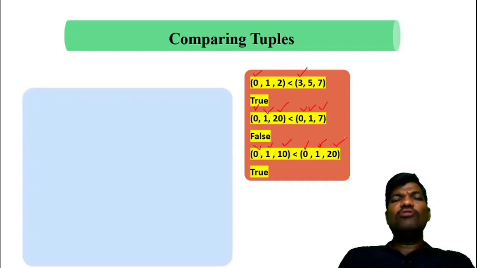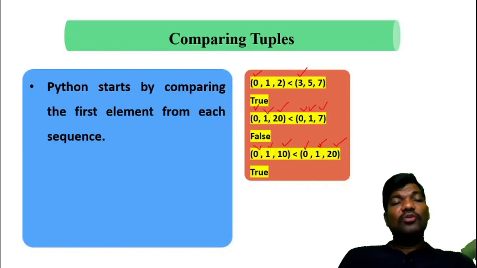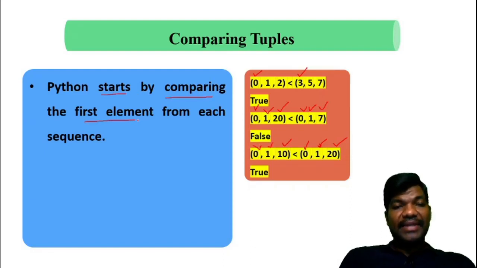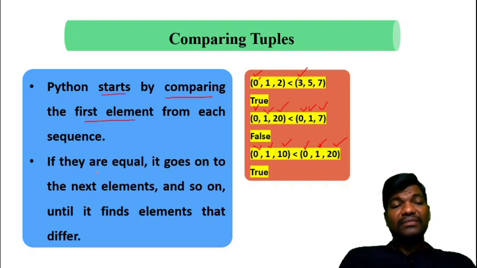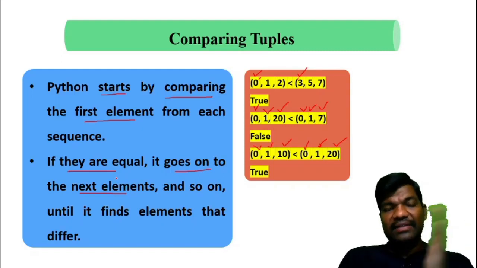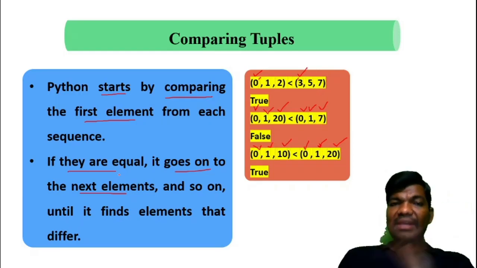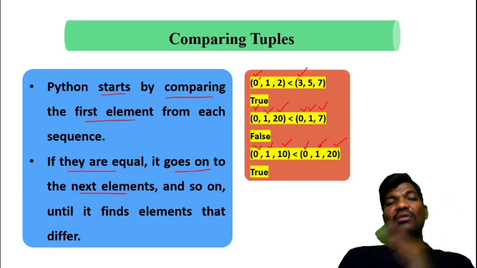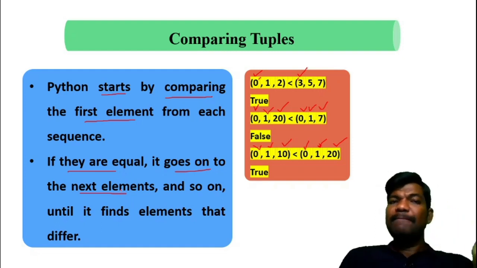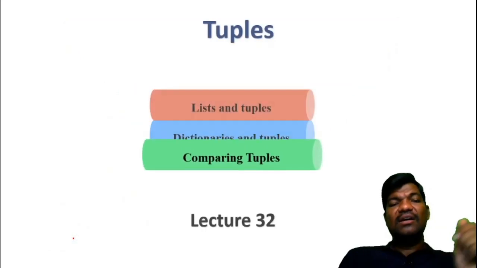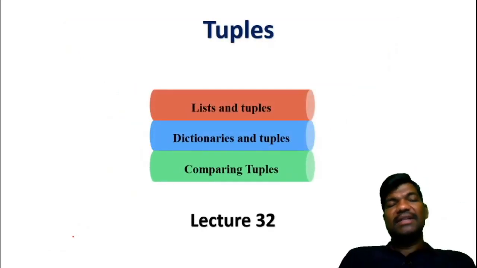So finally, to compare tuples, you start by comparing the first element. If they are equal, it goes on to the next elements. If the first elements are equal, then we check the second one. If the second one is also the same, we check the third one. Like that, until the condition is decided; otherwise it will display false. So it goes until it finds a difference. That is the concept of comparing tuples. So that's today's lecture.